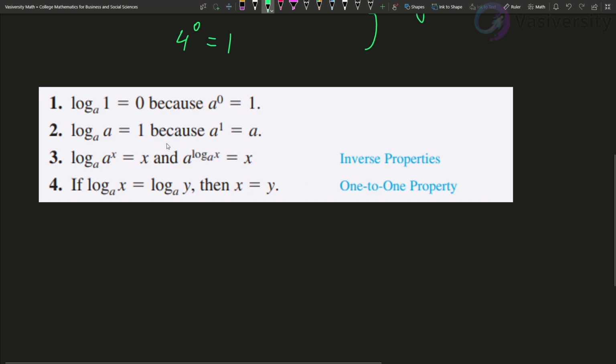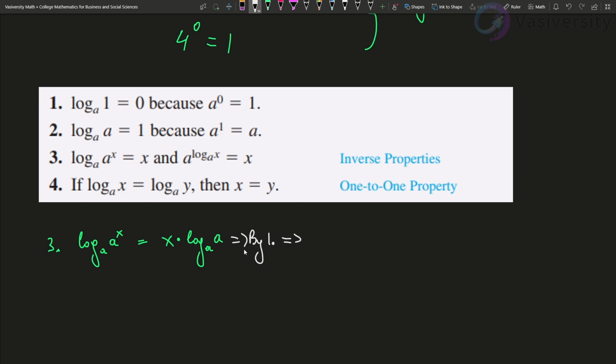Then the inverse property, so this one is important. Essentially, logarithm base a of a to the power of x is just simply x. And for number 3, we can elaborate it a little bit. So logarithm base a of a to the x. The property of logarithm is as follows. We can take x out and multiply it by the logarithm base a of a. So we know by property number 1 that this is equal to 1, so we have x times 1, which is equal to x. So that's why we get x here.